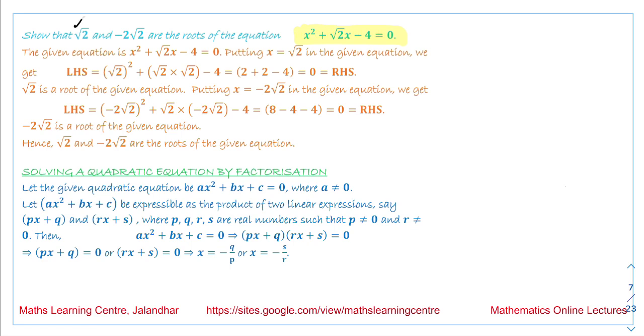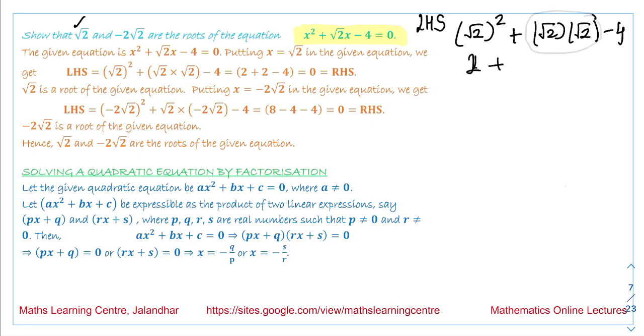So we are talking about square root 2. We have to substitute square root 2 in place of x. So it is root 2 square plus root 2 into root 2 minus 4. This is the left hand side. When you solve this term, it is 2. When you multiply these two terms, square root 2 into square root 2 is 2, minus 4. It is 4 minus 4, that is equal to 0, and this is equal to the right hand side.